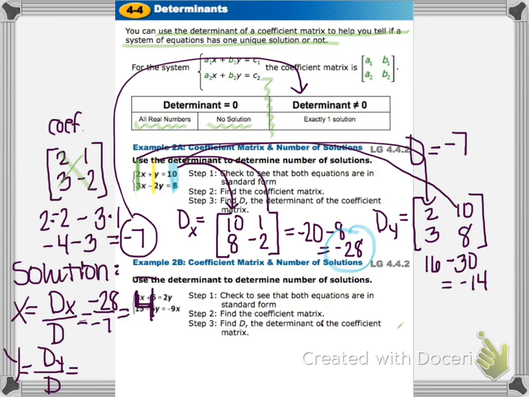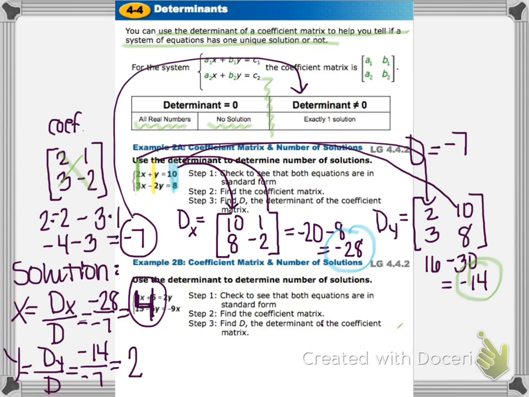There it is. I'll circle that. And then I do that same thing, but I take the y, that d sub y, which was negative 14, and I'm going to divide it by the original determinant, which was negative 7. I get a positive 2. And let's just go ahead and check that and see if that worked.